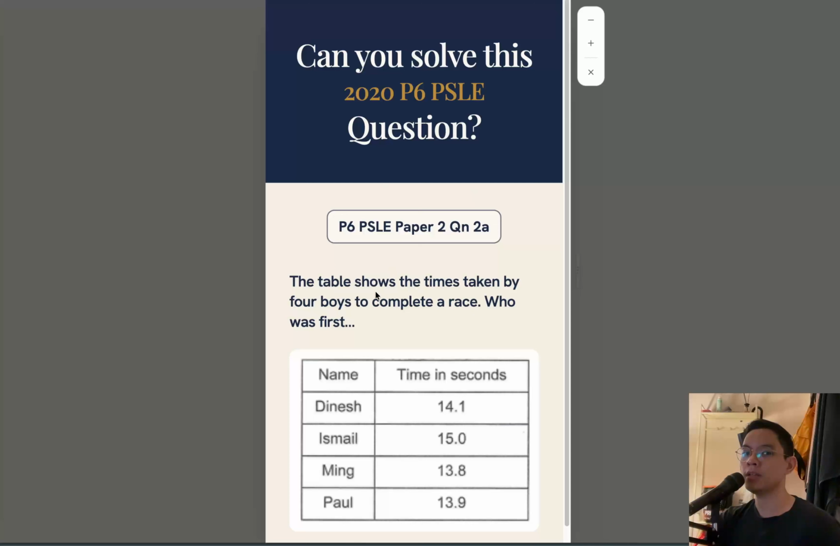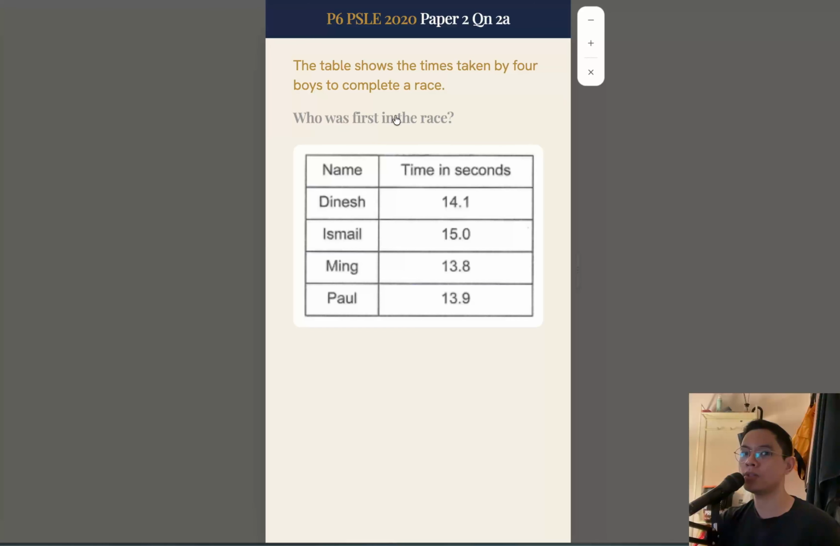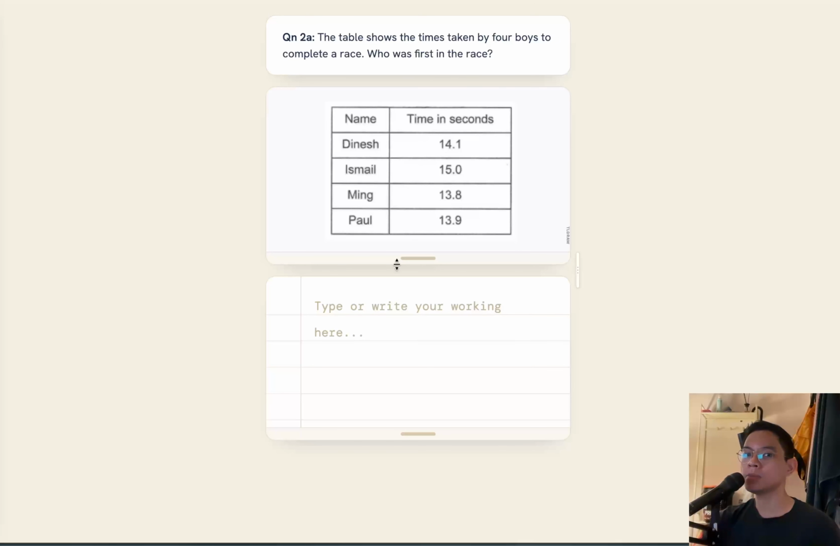Question 2, Part A. The table shows the time taken by 4 boys to complete a race. Who was first in the race? I think it's pretty straightforward. First in the race is someone who has the lowest time, which means it will be Ming with 13.8. So the answer is Ming.